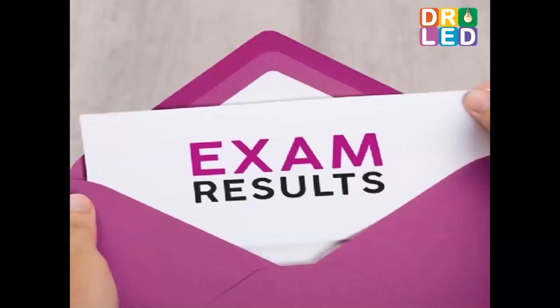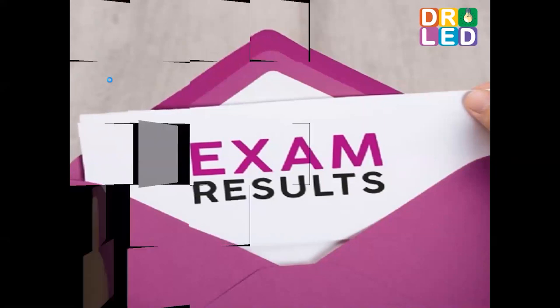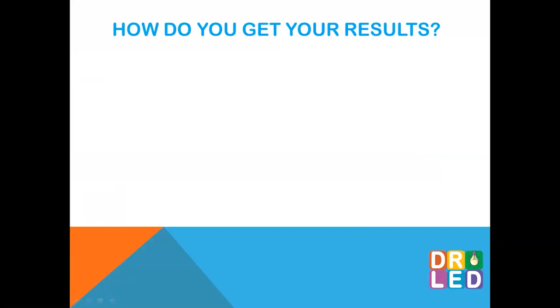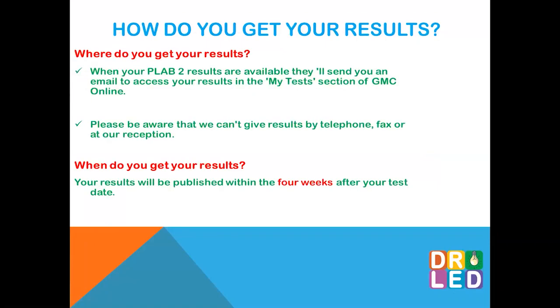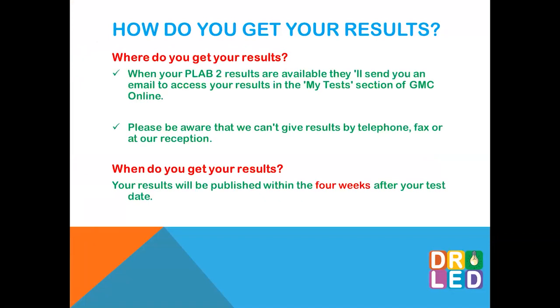So, exam results. This is one of the most important days in your life, and I hope all the candidates get very good marks and pass their exam. So, how do you get your results? Where do you get your results first? When your PLAB 2 results are available, they will send you an email to access your results in the My Tests section of GMC Online. Please be aware that we cannot give results by telephone, fax, or at our reception, the GMC is telling you.